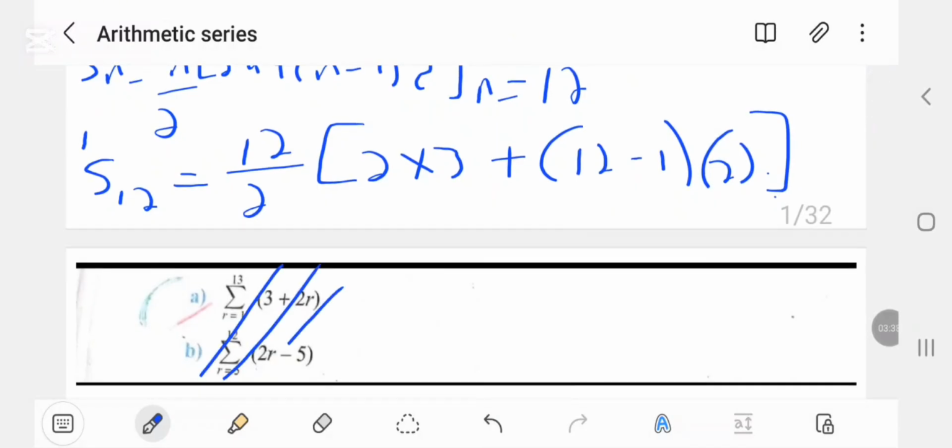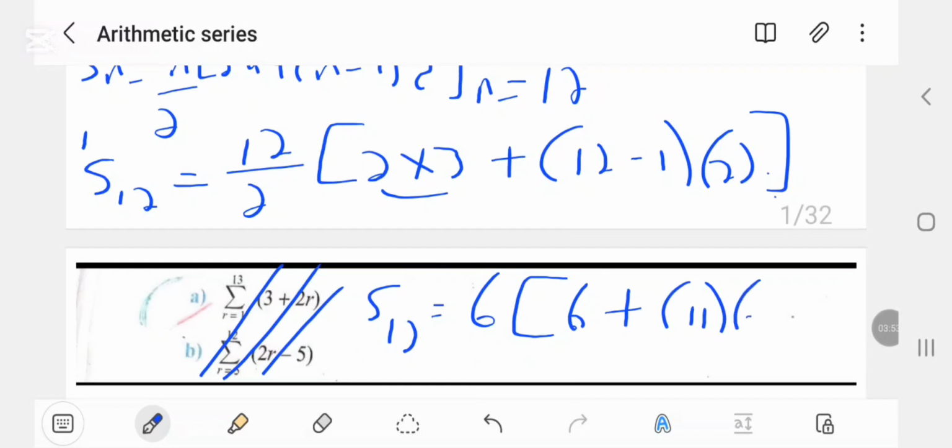S12 is equals to 6, 12 divided by 2 is 6. Square bracket, these 2, 6. There we have 11, close the bracket, then we have 2.